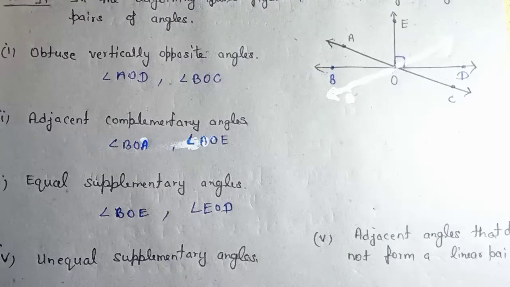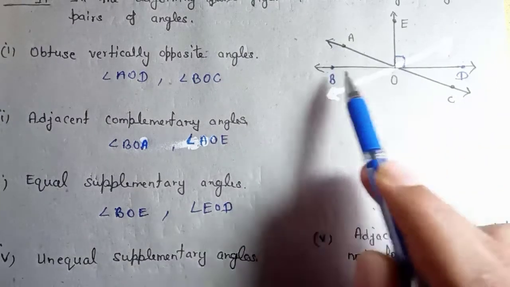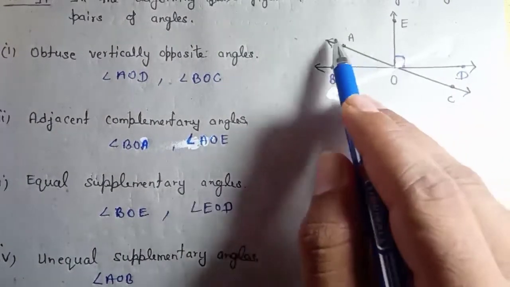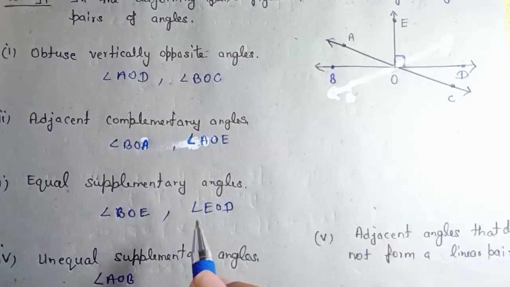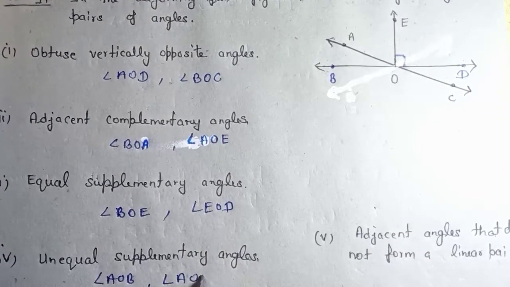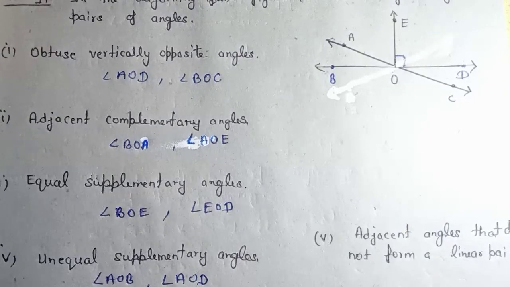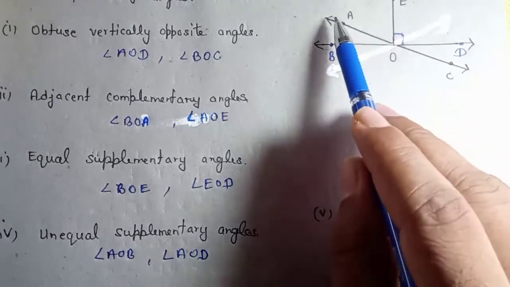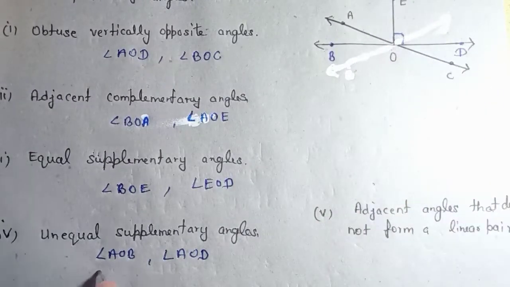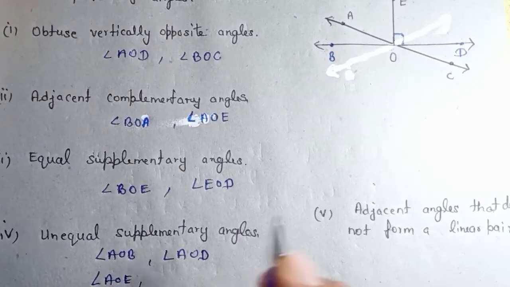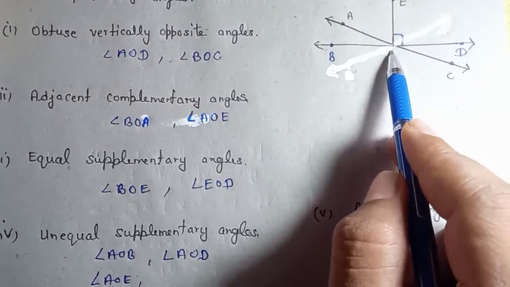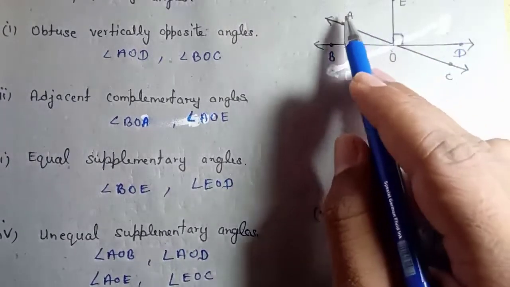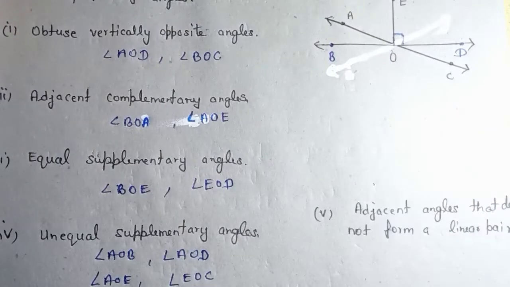So we have AOB, first is AOB and AOD. Both the angles are supplementary angles and they are not equal. Then we have another pair which is AOE and EOC. They also give the sum of AOE and EOC 180 degree.